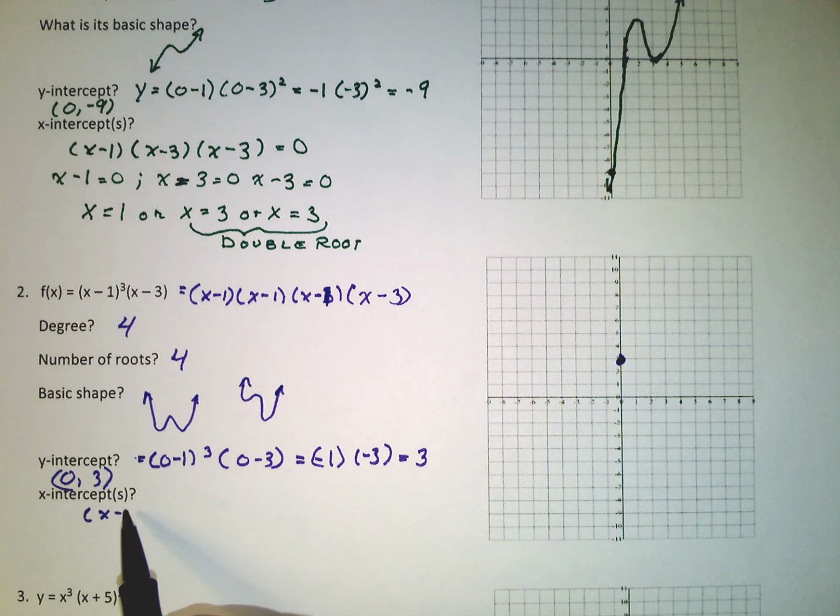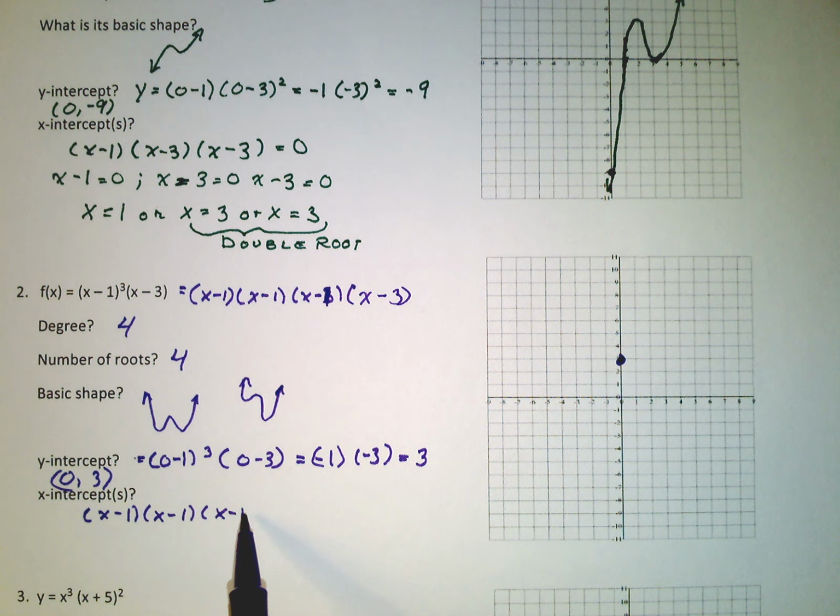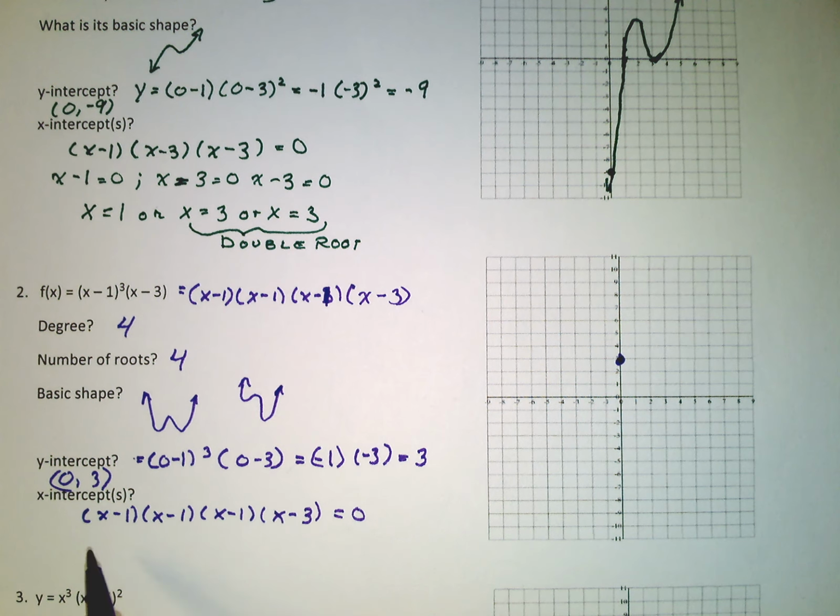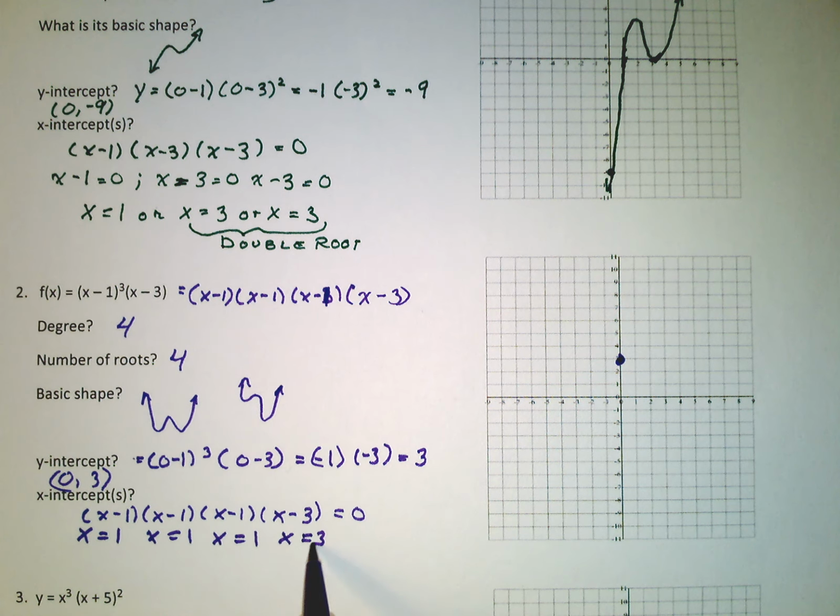So we'd have, and I'm going to leave it factored this time and try to copy it right. This is supposed to multiply out to 0. Well, that can only happen when x equals 1, or x equals 1, or x equals 1, or this x equals 3. And as you can see, we have a triple root, a root with a multiplicity of 3.